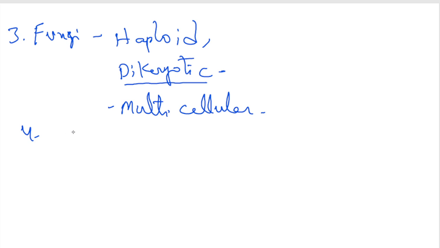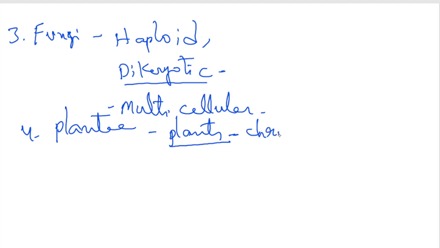Then the fourth one is Plantae. All the plants belong to this kingdom. Then what is the difference between plants and animals? Let's see the main character of plants. Generally, plants have a pigment called chlorophyll. Chlorophyll is the main pigment which is there only in the plants.